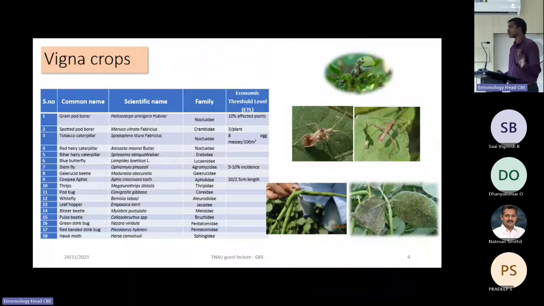Then we come to the Vigna crops. Vigna crops here are the moongbean, woodbean, cowpea, then rice bean. These are the major legumes which we cultivate in India. In these, again, we have a list of insect pests like pod borer, spotted pod borer, then blue butterflies, pod bugs, and blister beetle. These are the major key pests which are emerging throughout India.